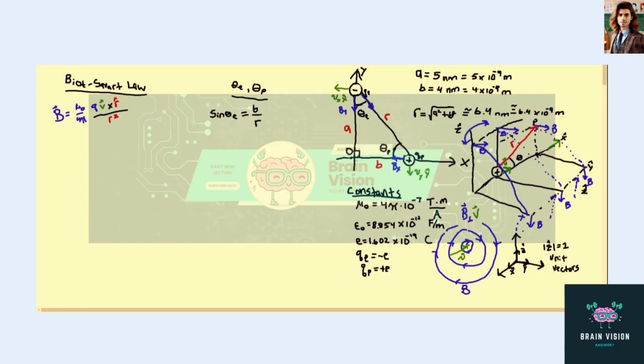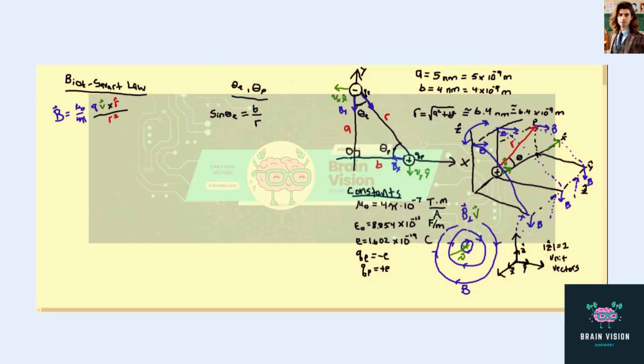And here below we have some of the constants we need to take into consideration, which are our magnetic permeability, our dielectric permittivity, and our fundamental charge. And then we know that q of E, the charge of the electron, is equal to minus the elementary charge, and the proton is equal to plus the elementary charge. And so to solve this problem, if we look at the Biot-Savart law, we see that the magnetic field is nothing more than a moving charge, perpendicular to some r distance, divided by r squared. This is our Biot-Savart law.